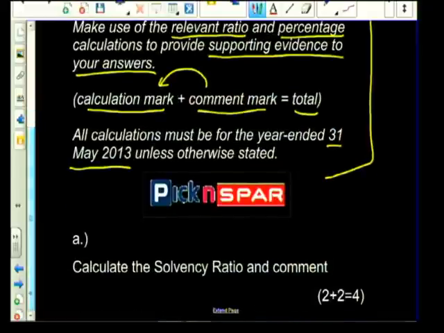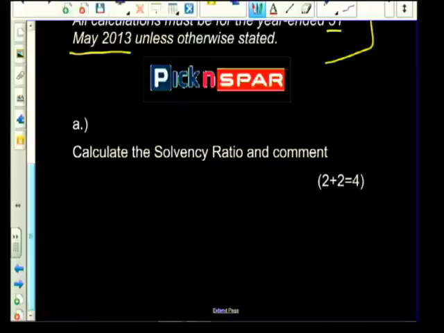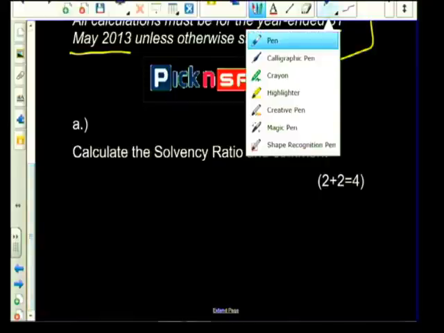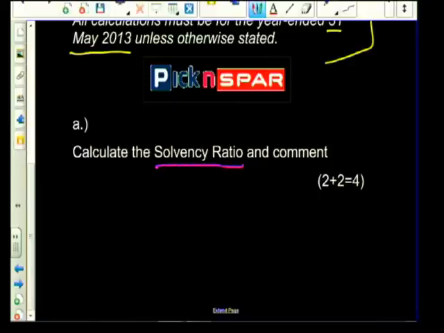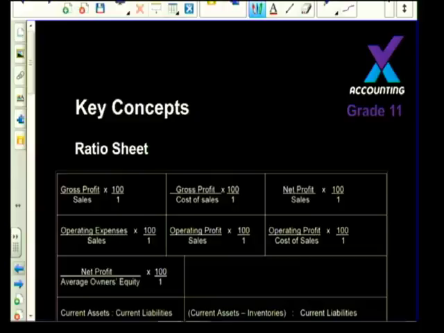So our first calculation is that we have to calculate our solvency ratio. First question, relatively straightforward one. Calculate the solvency ratio and comment. And you can see they've allocated 2 marks for the calculation and 2 marks for the comment. Now, once again, if you don't know what the formula is, you're not going to be able to do it. Let's look back at our formula sheet and see which ratio is the solvency ratio.